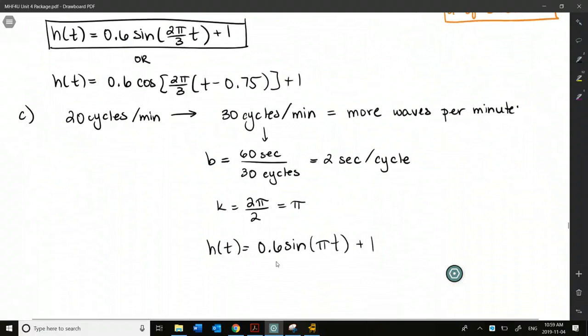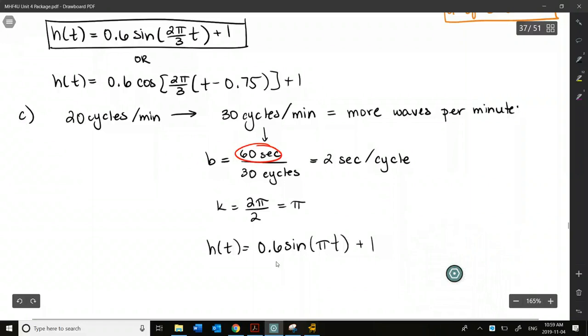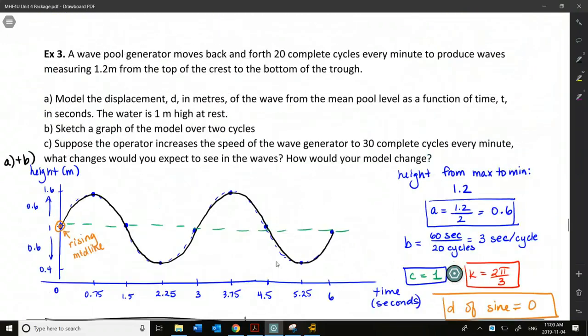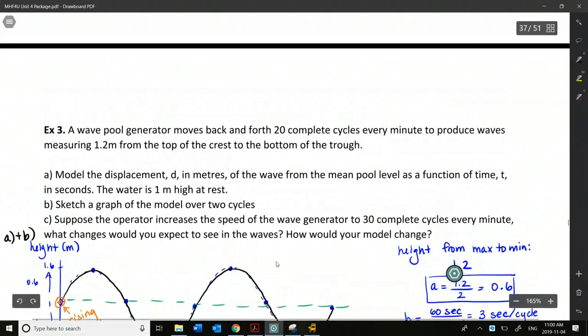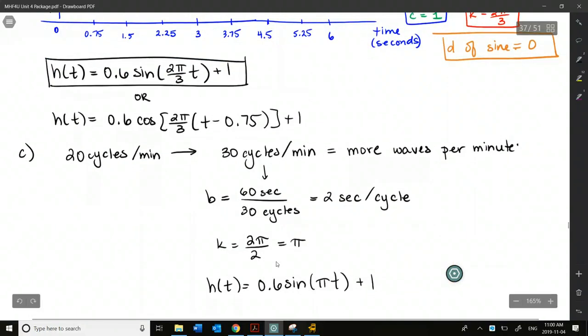Also, just as a little aside note here, I changed minutes to seconds intentionally because my question actually tells me that the function should be modeled with t as time in seconds. Otherwise, I would not have done that. If it said time in minutes, we would have calculated this differently. It would be 1 minute per 30 cycles, and my b value would be 1 over 30 here. So just make sure that you look for what unit of measurement the question is actually asking you about.